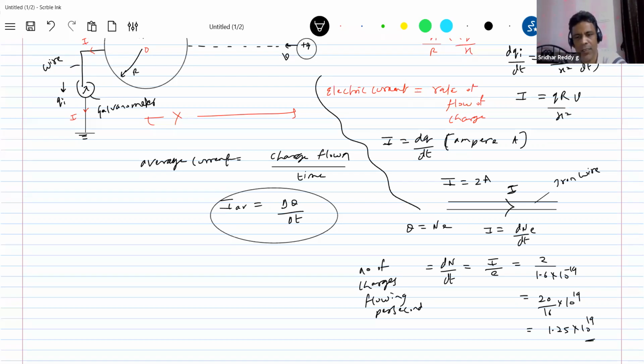You check it. There's one basic idea of how many electrons will be passing through a given cross section of a wire if 2 ampere is said to be flowing. So current divided by charge of electron will give us the number of electrons flowing per second through a given cross section of the wire. So like this, I introduced the idea of rate of flow of charge, which is called current. Average current we define as charge flown per unit time. Instantaneous current is the rate of flow of charge.